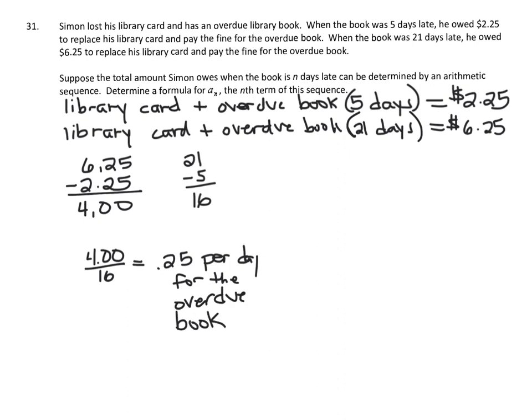Okay, so let's think about this. On the 5th day, he owed $2.25. So if we do 5 days times 25 cents per day for the overdue book, so let's just do that. So it's 25 cents per day times the 5 days that have passed. That only adds up to $1.25 in late fees for the book. So what that means is, since he had to pay $2.25 instead of $1.25, the library card itself must have been $1 to replace it.